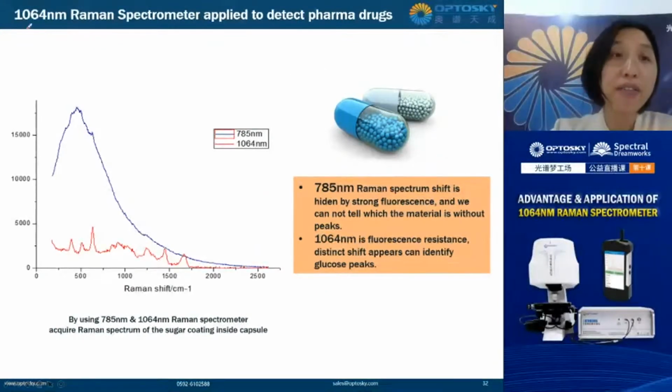And we also use the 1064 Raman spectrometer to detect capsules. The blue one is 785 with a big fluorescence. The other is 1064 with a vivid spectrum. 785 is hidden by strong fluorescence, but 1064 has a distinct shape and can identify the glucose peak.